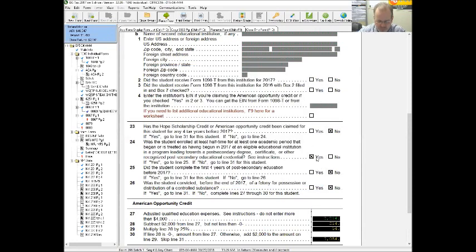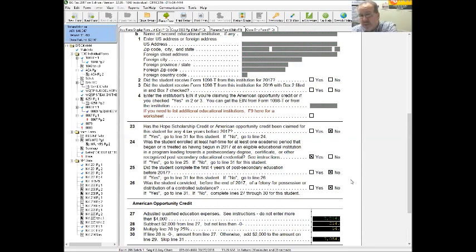So we have that. We have, was the student at least a half-time student? Again, I look at my 1098-T on page 513, and box 8 says check if at least a half-time student. Yes. Did the student complete first 4 years of post-secondary education? No. Okay. Was the student convicted before the end of 2017 of a felony for the possession or distribution of a controlled substance? Well, as it said here, it said no.